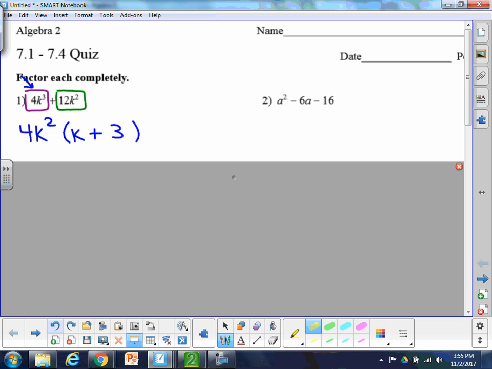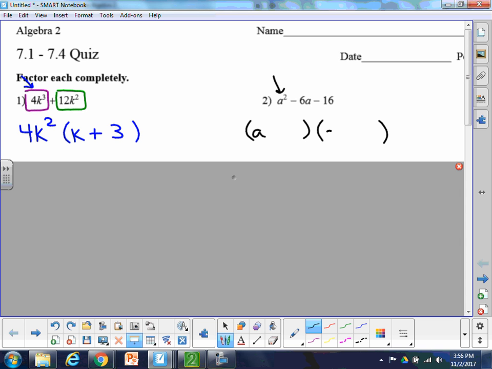Okay, number two, a little different. We scan through, and I noticed there are no common factors in this one. So this one is a special case where it's a quadratic. It's the a squared. It has 3 terms in it. So this one is going to be like what I like to call a reverse FOIL, backwards kind of thing. So if we piece together how we get these terms.